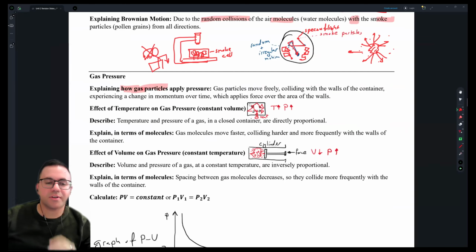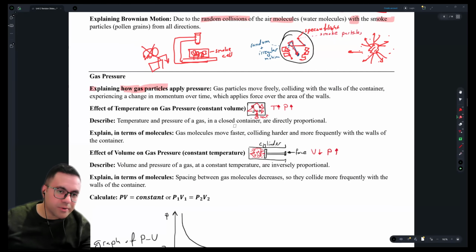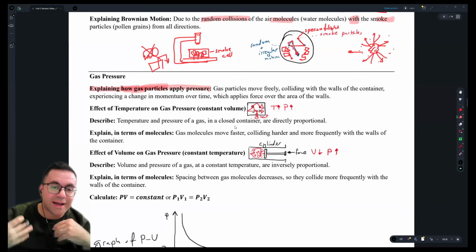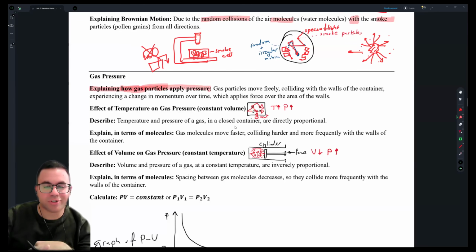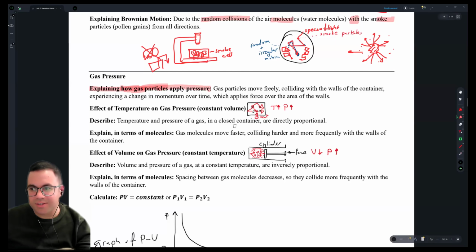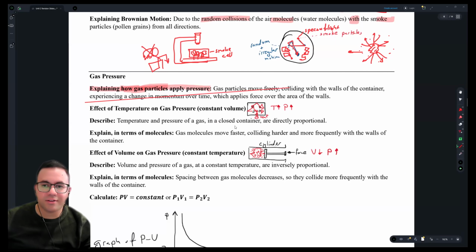Next. Let's talk about gas pressure. First, how does a gas apply pressure? Not how does the pressure change? How does the gas apply pressure? This is one of those things that you have to memorize. It's vital in exams. Okay, this is very important.